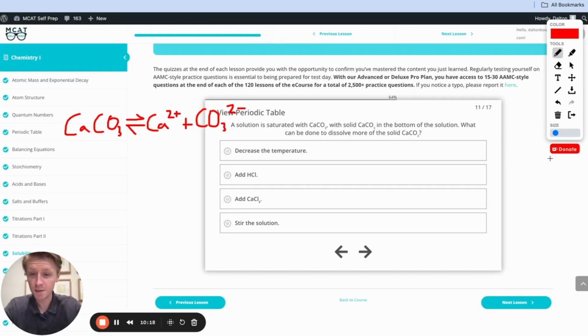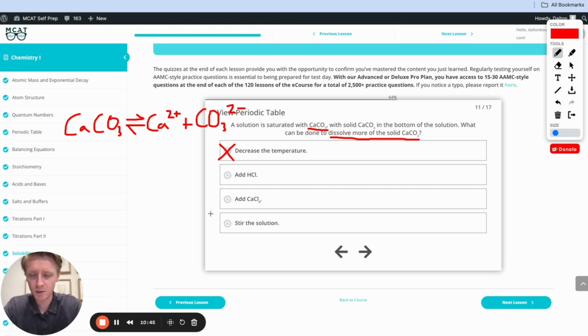All right, so in this problem, we have a solution that's already saturated with CaCO3. We've dissolved as much as we can at the temperature that we're at. And we want to know what we can do to dissolve more of the solid CaCO3. For starters, we have this option right here, decrease the temperature. Well, remember, we talked about how if we increase the temperature, the solubility is going to increase. We're going to be able to dissolve more. Decreasing the temperature is not going to have the effect we want. So this is going to be incorrect.